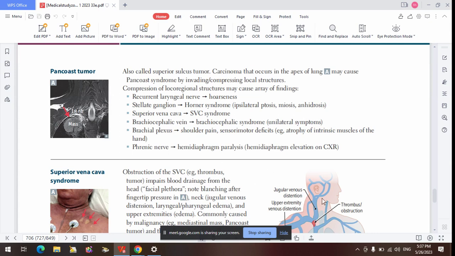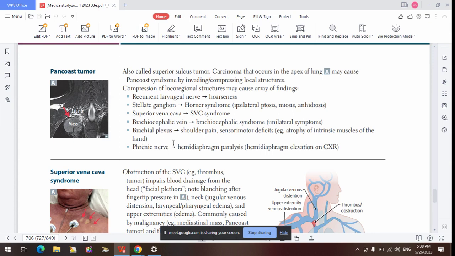It can also be caused by a pancreas tumor. The SVC can be compressed by a pancreas tumor. The brachiocephalic vein too can be compressed, but in that case you have unilateral symptoms, so it's different from SVC. They will have the same presentation, but in brachiocephalic compression it will be confined to one side, because the right brachiocephalic has to combine with the left to form the SVC. So we should be able to picture why it will be bilateral with SVC and unilateral with brachiocephalic.